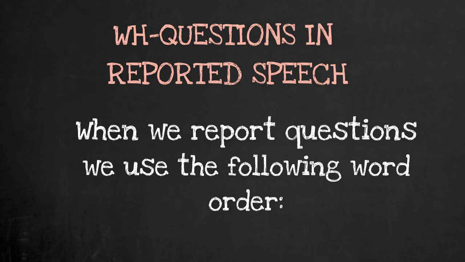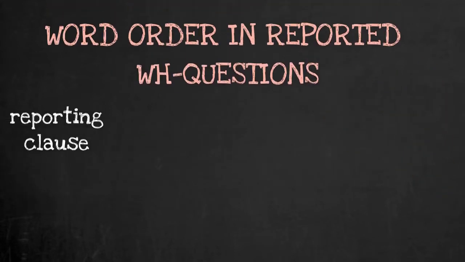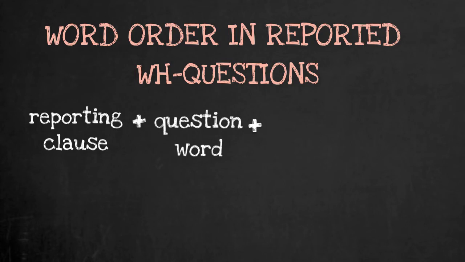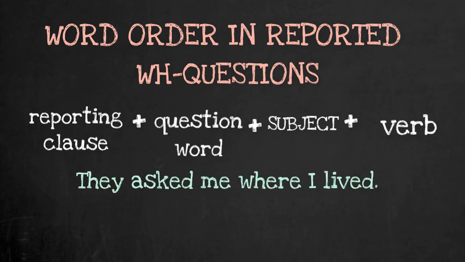When we report questions, we use the following word order. The reporting clause plus the question word plus the subject plus a verb or verb phrase. They asked me where I lived. In this sentence, they asked me is the reporting clause, where is the question word, I is the subject, and lived is the verb.